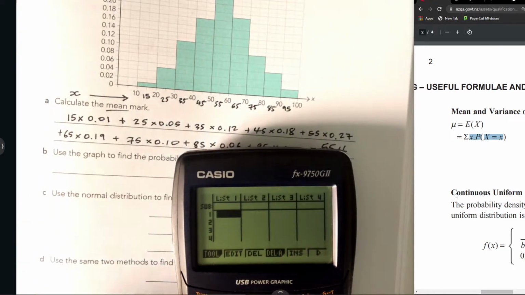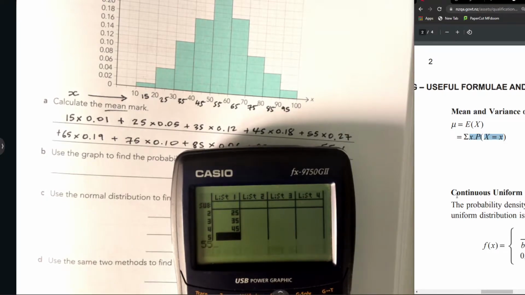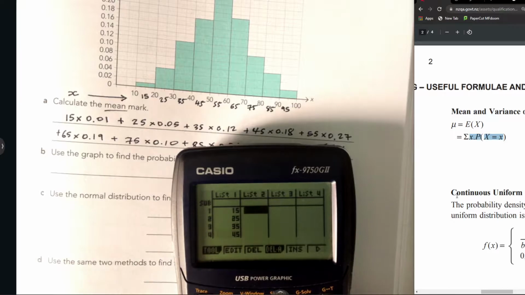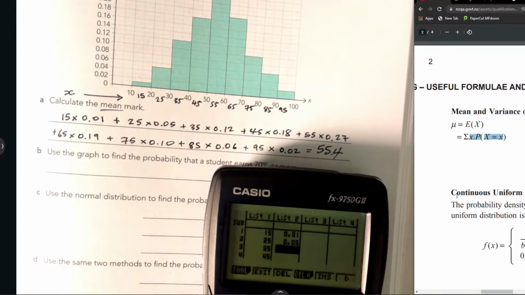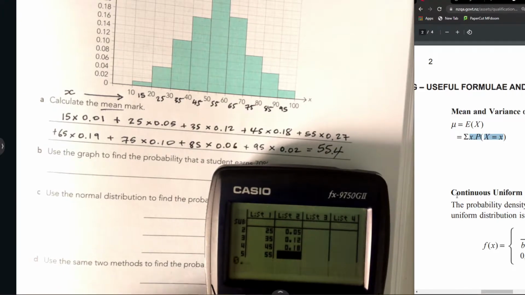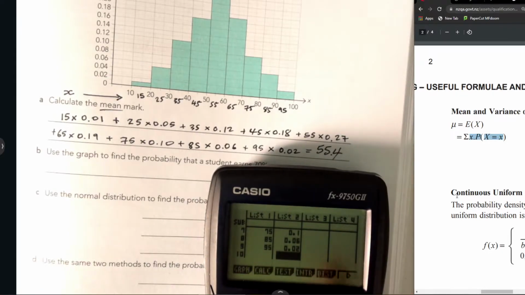So I can go through and put 15, 25, 35, 45, 55, 65, 75, 85, 95, and then put the probabilities all over here. 0.01, 0.05, 0.12, 0.18, 0.27, 0.19, 0.1, 0.06, 0.02.